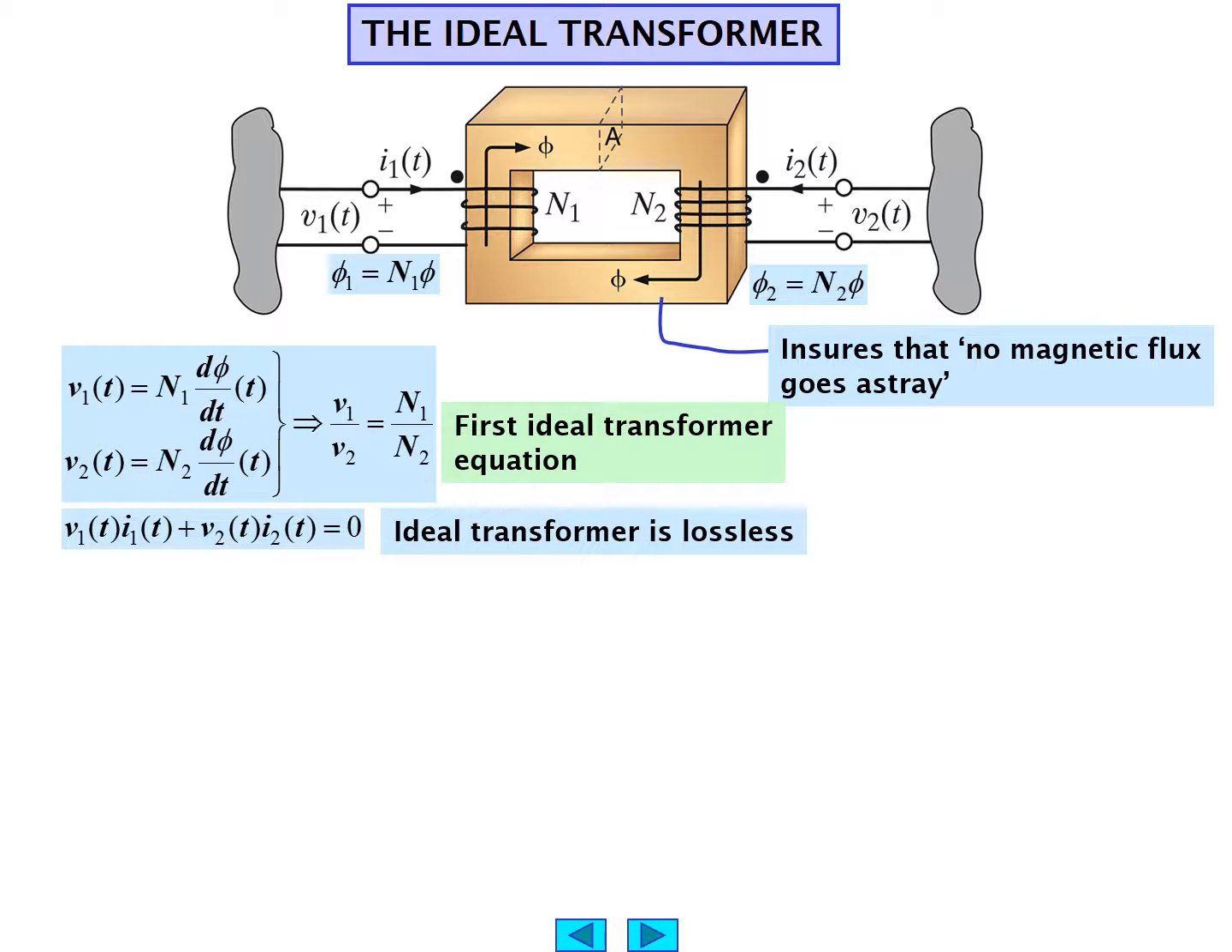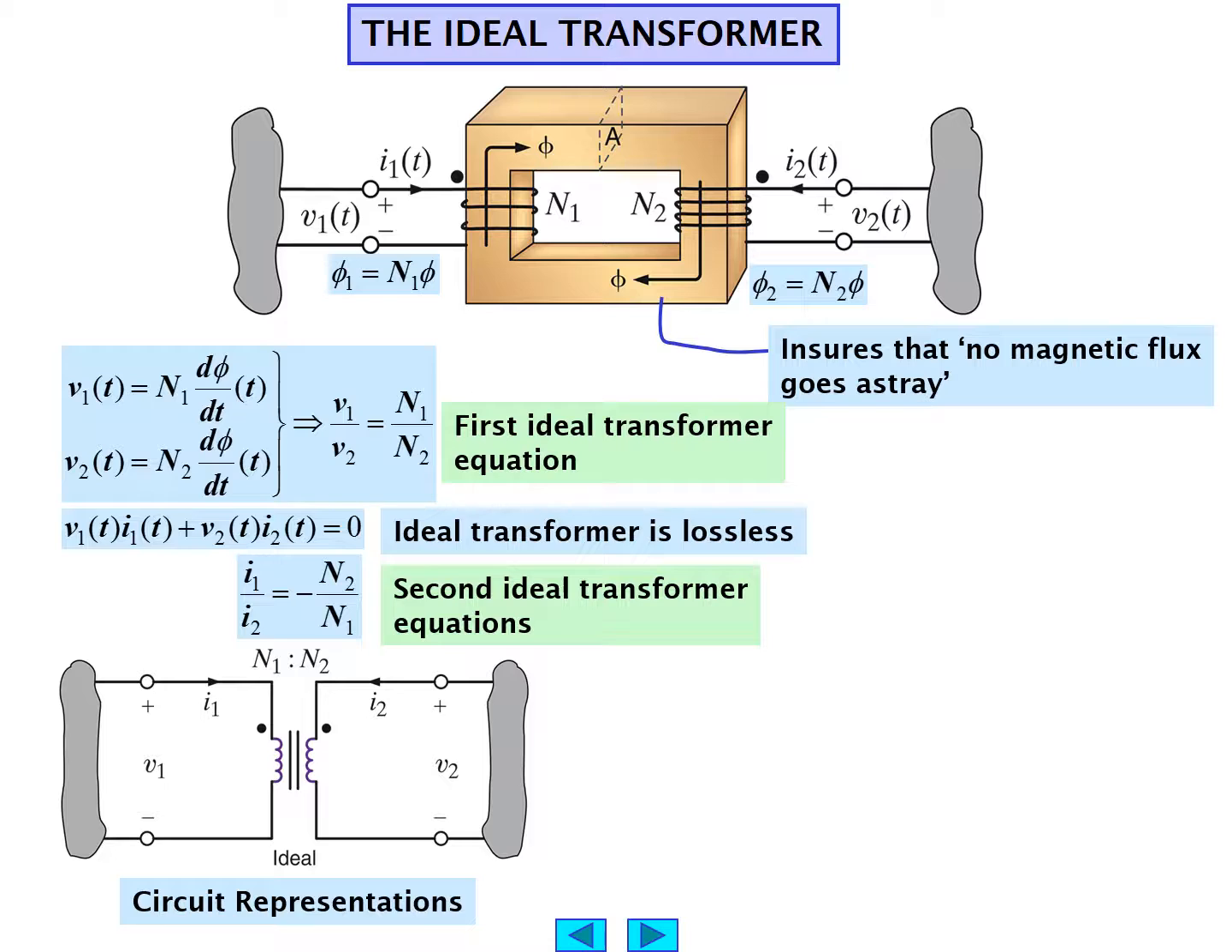Writing our ideal transformer equations now, V1 of t times I1 of t plus V2 of t times I2 of t has to equal 0 for energy conservation. Here we assume that the energy transformer is lossless and energy transfer is to the secondary circuit. Likewise, that results in I1 over I2 is minus N2 over N1. Notice the reverse relationship, N2 over N1, but also the negative sign for the direction. That's our second ideal transformer equation. These are two very important equations that should be recorded in your notes.